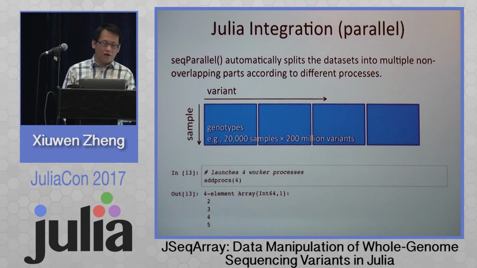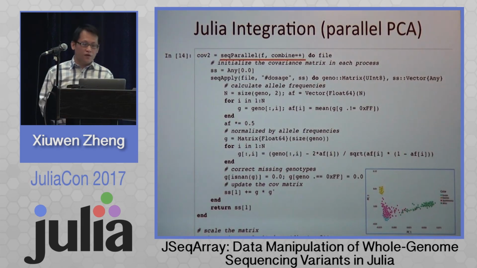The function seqParallel automatically splits the dataset into multiple non-overlapping parts according to different processes. Since the sample size is much smaller than the number of variants, we split the variant dimension only, as shown in the figure. Okay, we launched 4 worker processes in R. You can use more. Actually, for this large data set, we usually use 100 computing nodes.